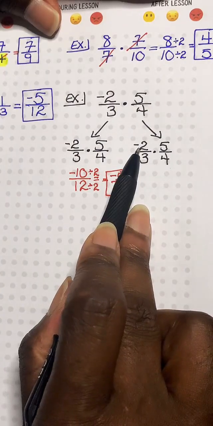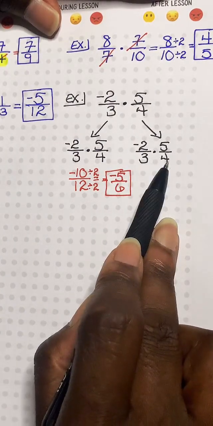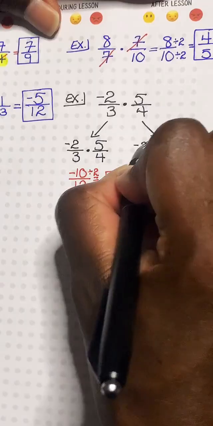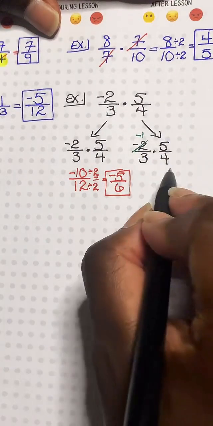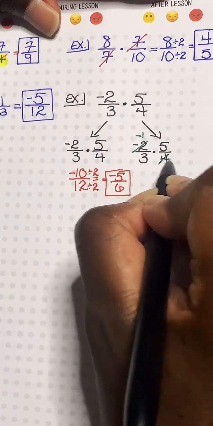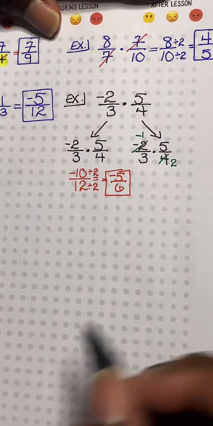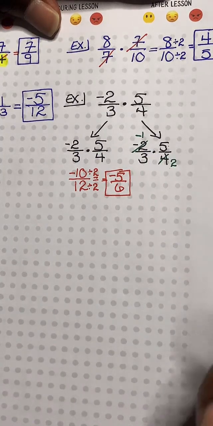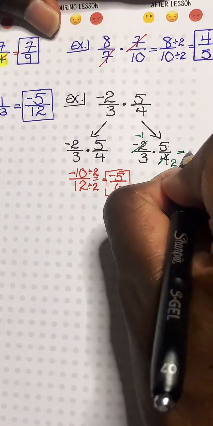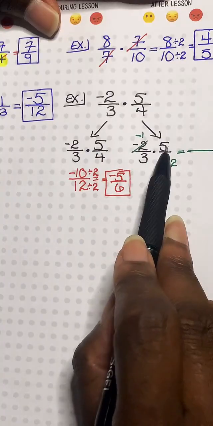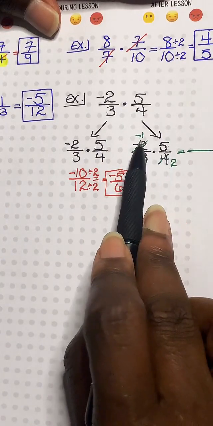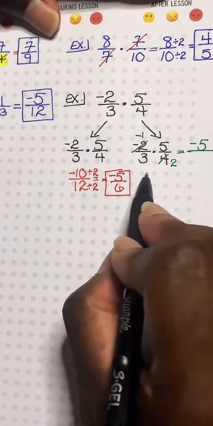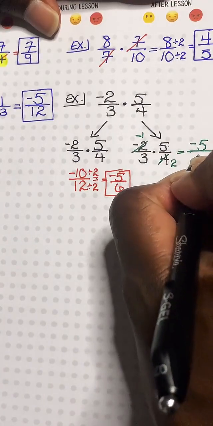Now you notice that negative 2 and 4 both have a 2 in common. So if I divide this negative 2 by 2, this gives me a negative 1. And if I divide this 4 by 2, this gives me a 2. Then I look at the 3 and the 5. The only thing they have in common is 1, so I can't do anything with that. Once I cross simplify, I multiply horizontally. So negative 1 times 5 gives me a negative 5, and then 3 times 2 gives me 6.